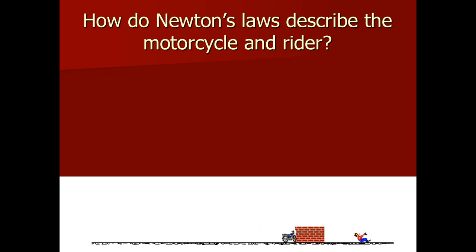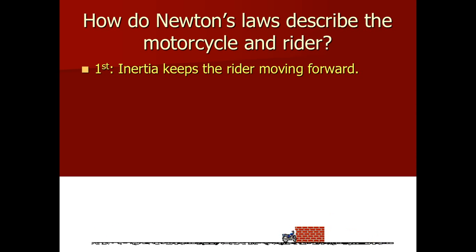How do Newton's laws describe the motorcycle and the rider? Well, first law. Newton's first law says that inertia keeps the rider moving forward. The first law says that objects in motion remain in motion unless acted on by an unbalanced force. So the rider keeps going even after the motorcycle is stopped because there's nothing to stop the rider.